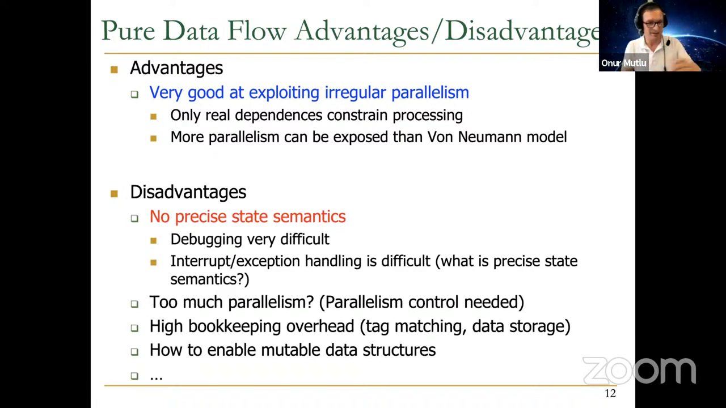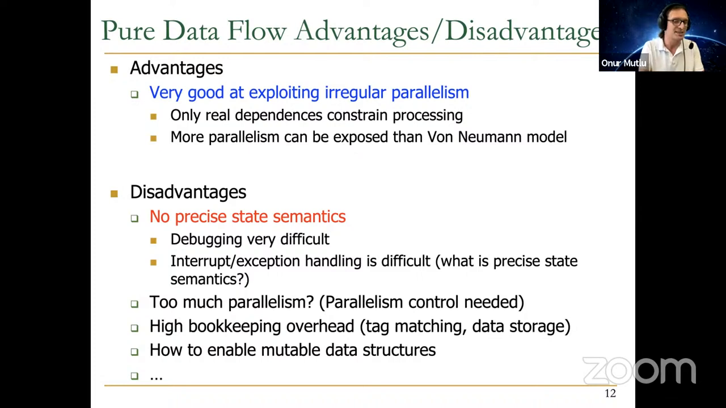And we've briefly mentioned this when we talk about precise exceptions, but certainly if all you have is a data flow graph and no ordering between instructions, then you don't have precise state semantics built into your programs. Why don't you have it? Because there's no ordering between instructions, right? When an instruction faults, you have no idea what part of the data flow graph executed and what part didn't execute. As a result, because you don't have this precise state semantics, debugging data flow machines is extremely difficult.